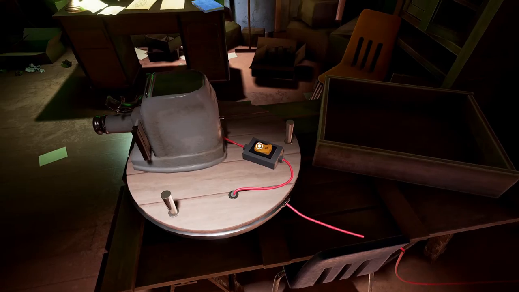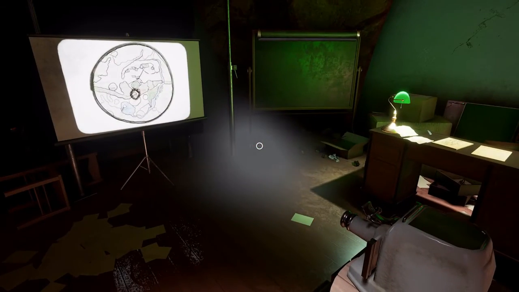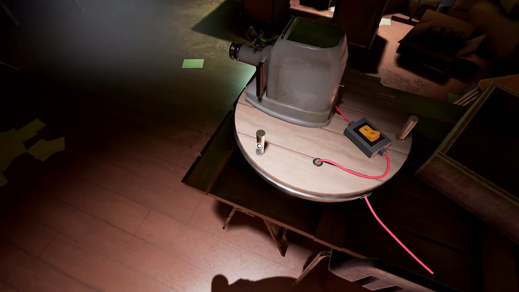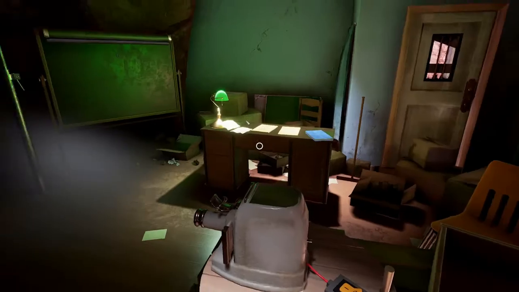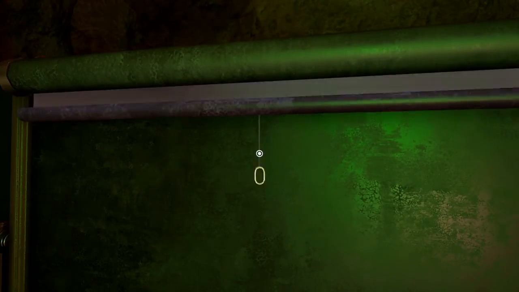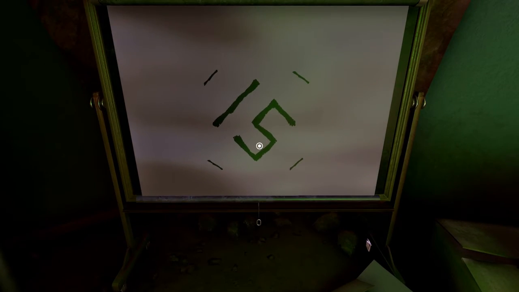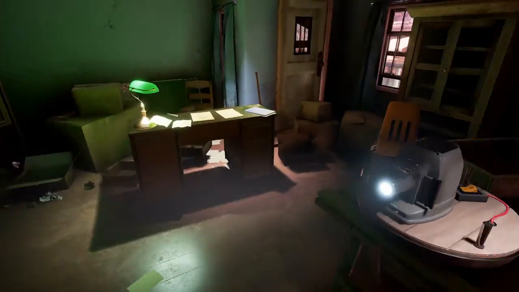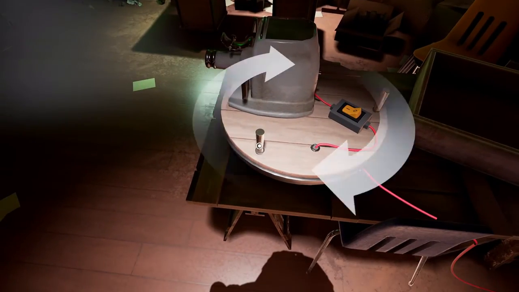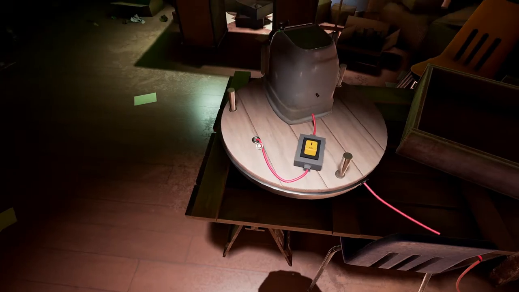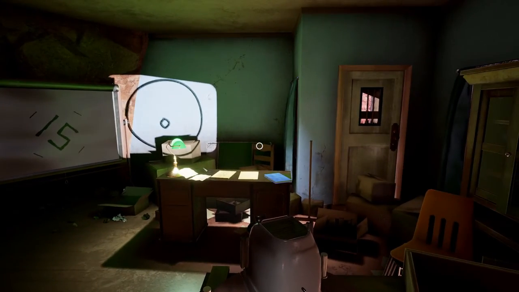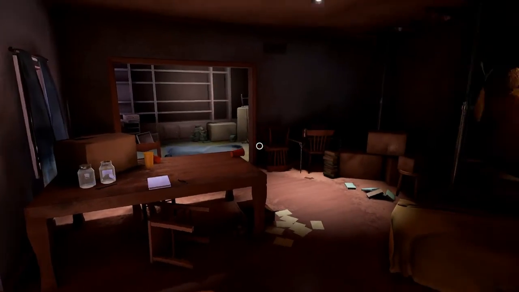Okay, so we got this. Wait. This is on a turntable. Oh. What's over here? Oh. Okay. Pull that down. So wait, this is on a turntable though. Okay.